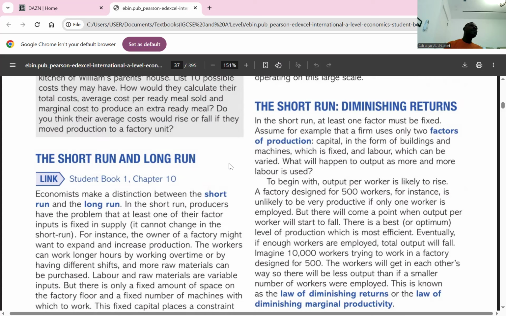Yeah. Then marginal product refers to the amount of output produced as an extra unit of input is used. The amount of output produced as an extra unit of input is used. That is our marginal product. Do you understand the difference here?